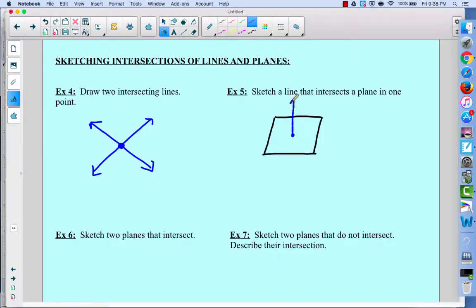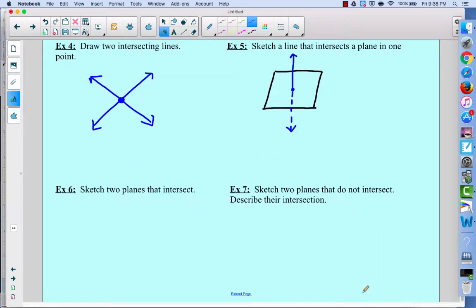I'm going to go straight up and draw a ray. Now, going the opposite direction, I'm going to put a dotted line. When it's dotted, that means that it's hidden from view. So that means it's coming out the other side of it. Okay. All right. Now we've got to sketch two planes that intersect.